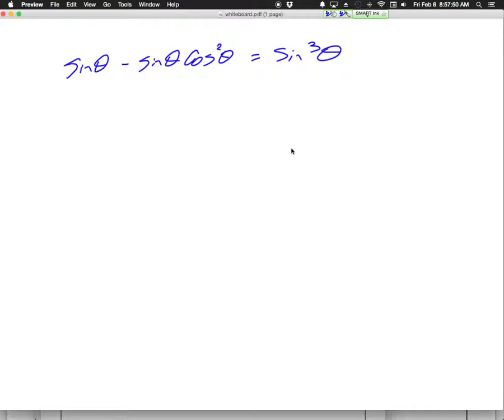So which one of my 6 strategies do I want to use? Factor. So I factored sine out. I have sine times 1 minus cosine squared. What is that? Sine squared.